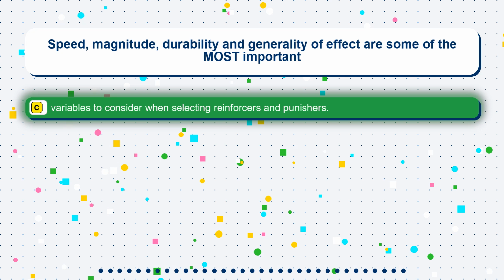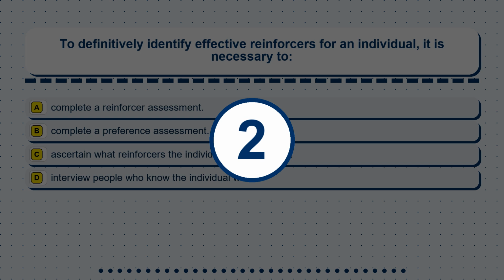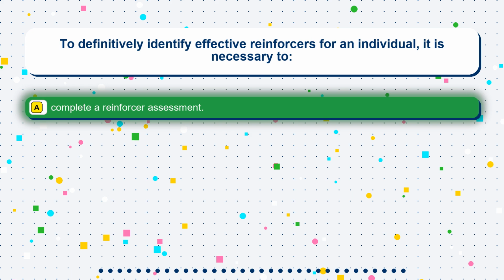The correct answer is Option C, variables to consider when selecting reinforcers and punishers. Question 21. To definitively identify effective reinforcers for an individual, it is necessary to: Option A, complete a reinforcer assessment; Option B, complete a preference assessment; Option C, ascertain what reinforcers the individual has access to; Option D, interview people who know the individual well. The correct answer is Option A, complete a reinforcer assessment.